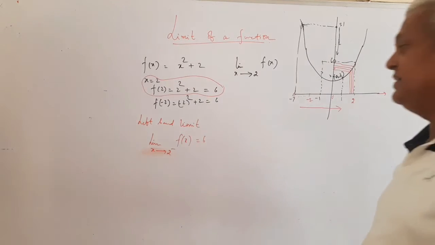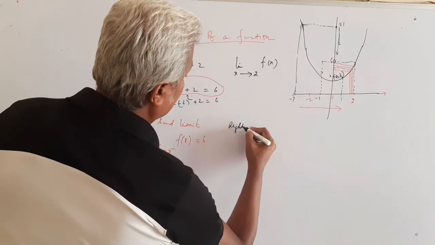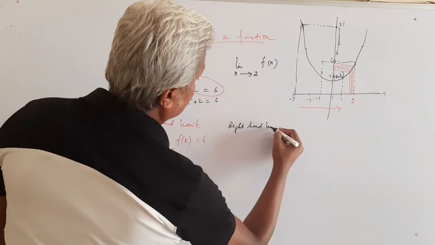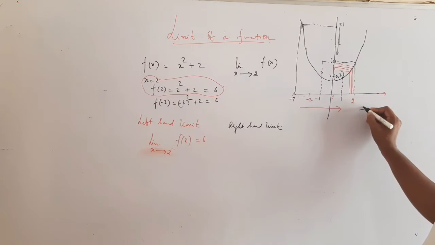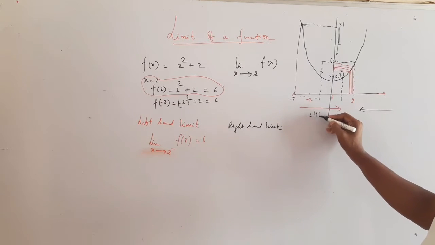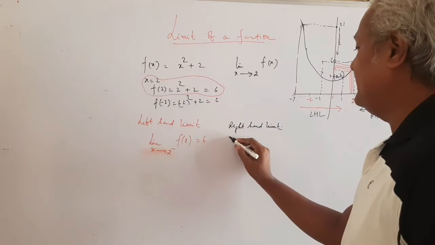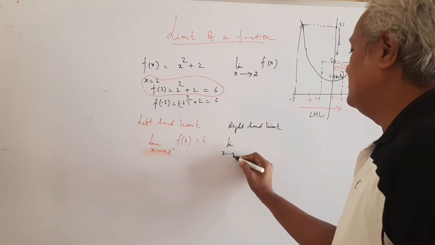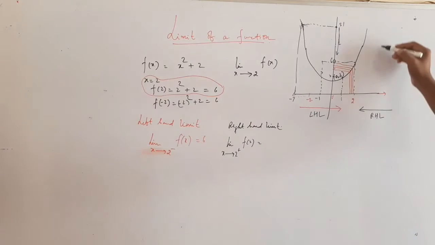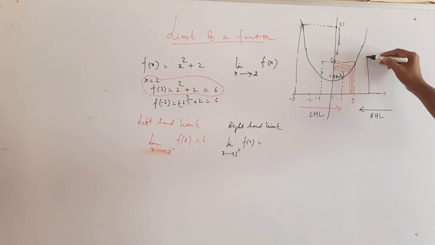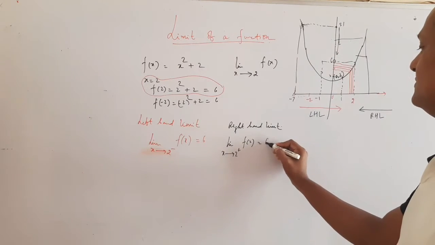So now, this is called the left hand limit, and then the right hand limit. Right hand limit means we will be approaching 2 from this side. So this is left hand limit and this is right hand limit, and this we write as limit x tends to 2 plus f(x). And you see that also from this side, suppose it is here, it is approaching 6.